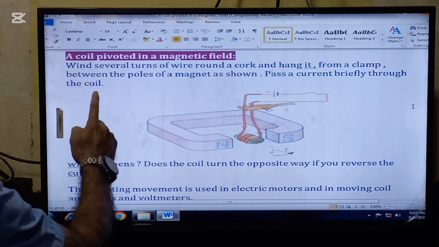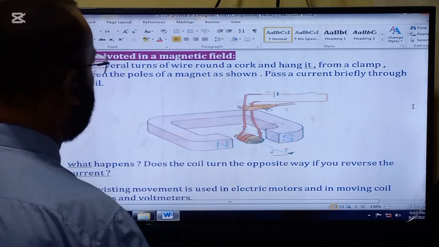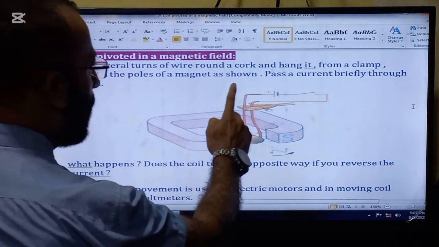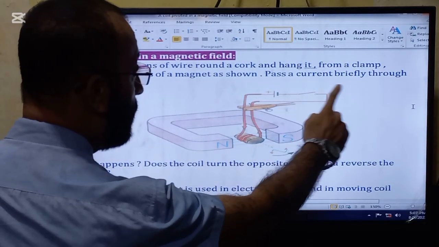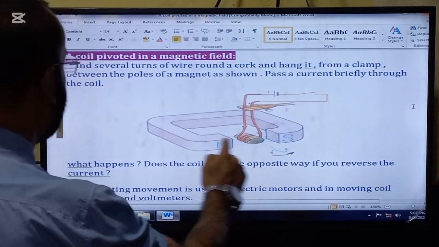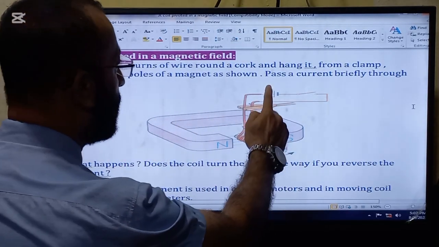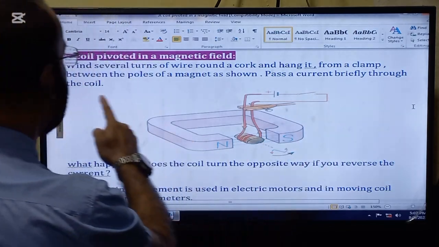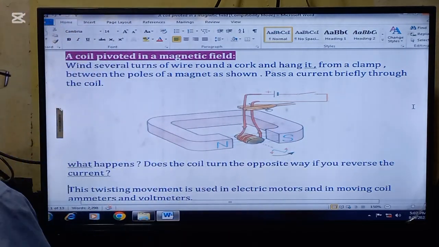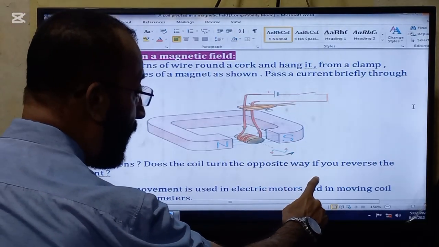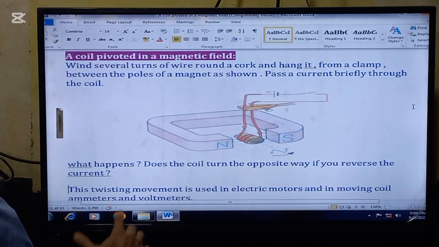A coil pivoted in a magnetic field. Wind several turns of the wire round a cork and hang it from a clamp like this between the poles of the magnet as shown in the figure. Pass a current briefly through the coil. What happens? Does the coil turn the opposite way if you reverse the current?